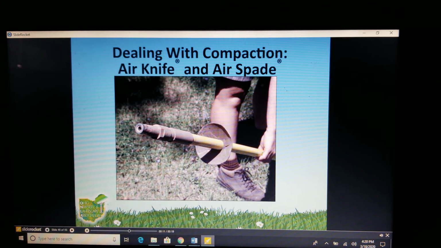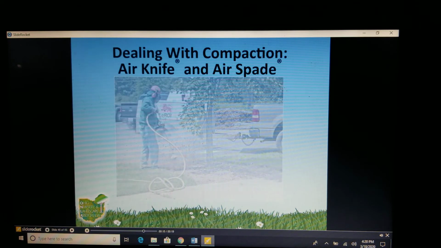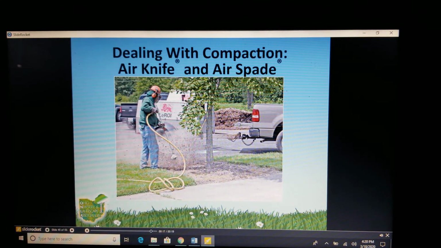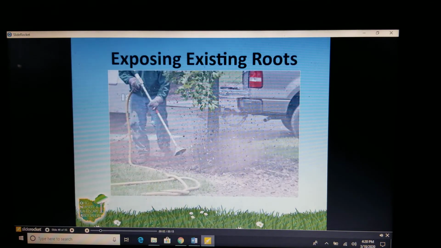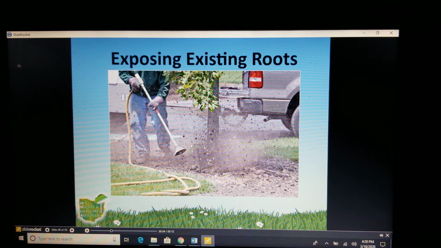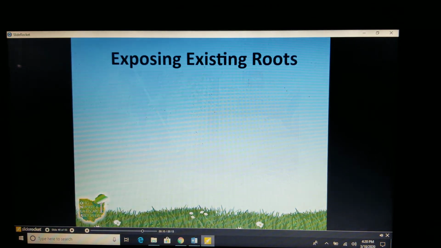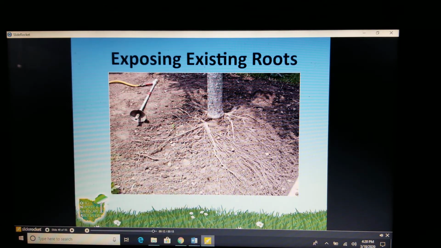These images show the tip of an air knife and an air knife in action. The device requires an air compressor and proper personal protective equipment for the operator. The air spade is being used to expose roots to correct root problems. This image shows the roots exposed by the air spade. The device allows the operator to correct soil compaction or to replace the existing soil with better soil.